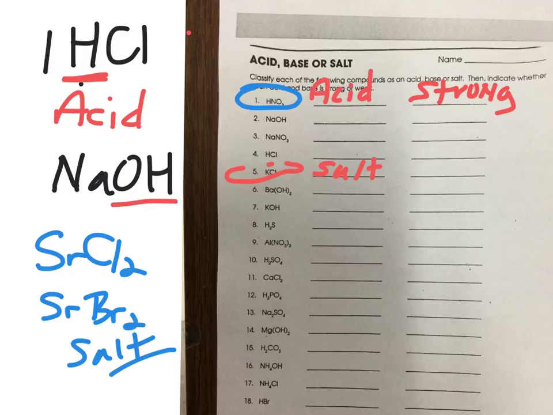How do you find out if it's strong or weak? I gave you those lists yesterday. You have a list of all the strong acids and all the strong bases, and then all the weak acids, all the weak bases, okay? And if it's a salt, you're just going to put a line through it. That's it.